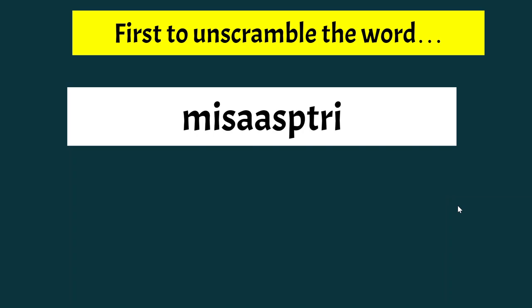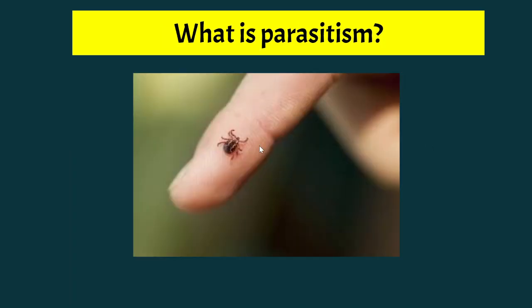All right, here's a second word to unscramble. You can pause if you want. The first letter is P. The other hint I gave the class is you will see a picture of a tick. That usually did it. So people said it is parasitism because this tick is a parasite.